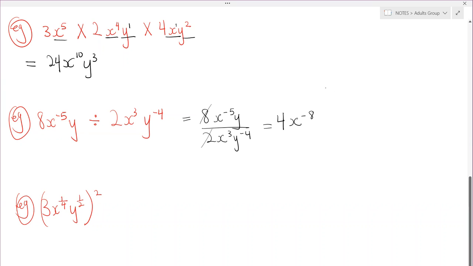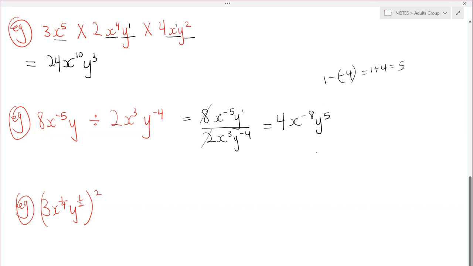And then we have y, 1. This is a 1 minus negative 4. Don't forget that it's a negative 4. So 1 minus negative 4, that is actually 1 plus 4, which is 5. So y to the power of 5.